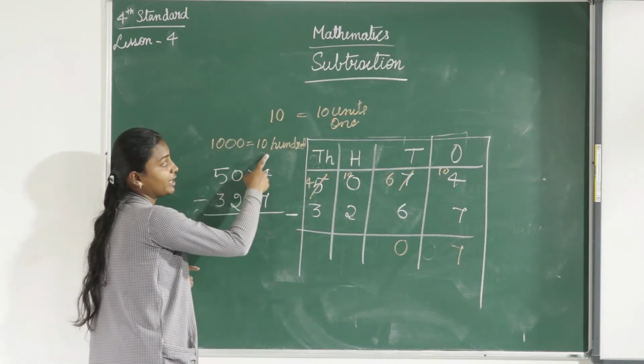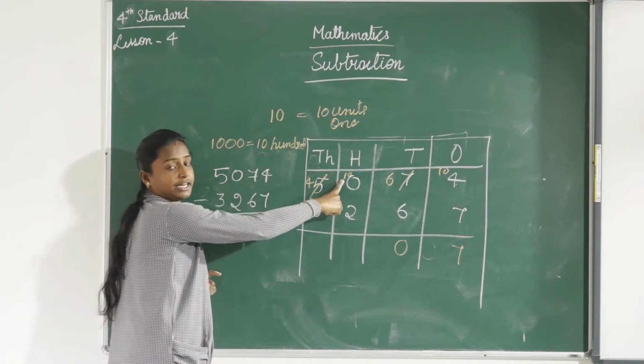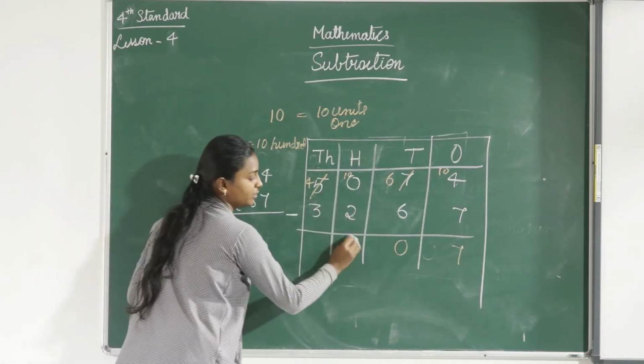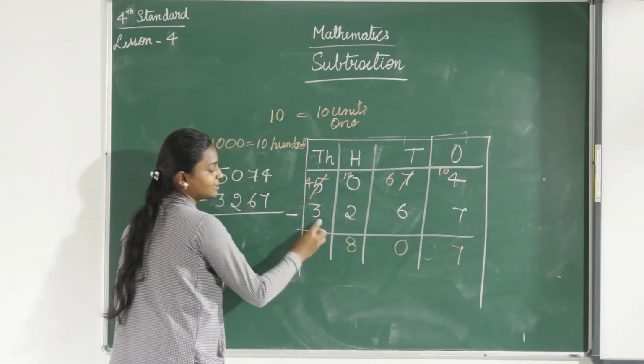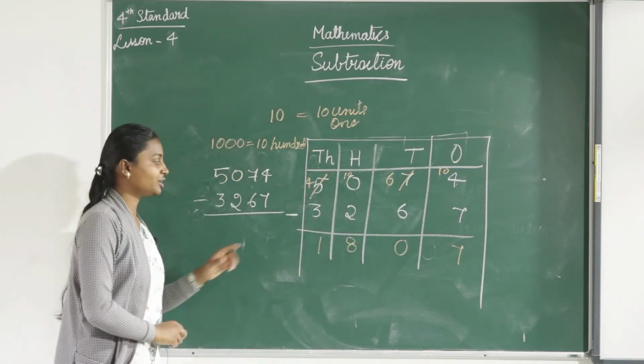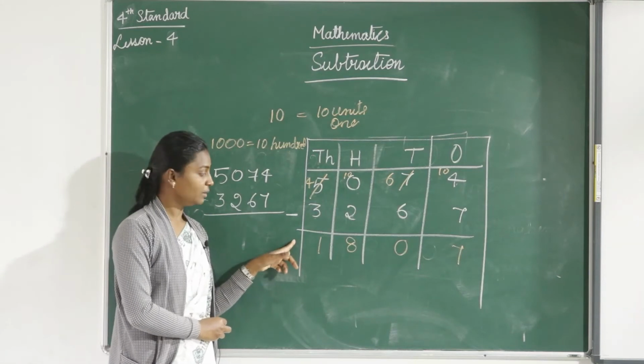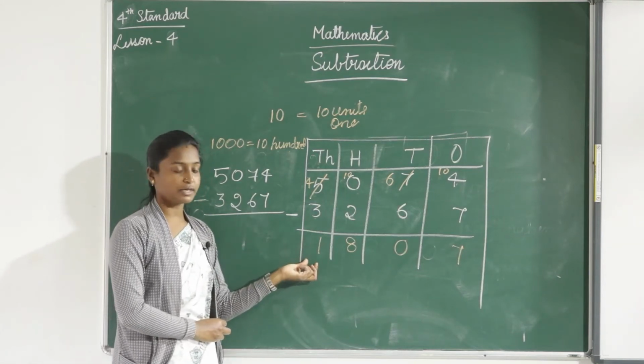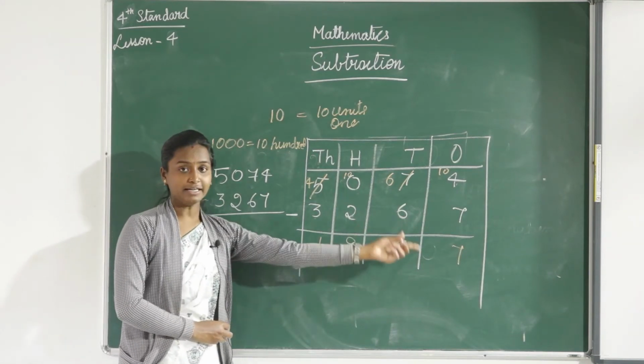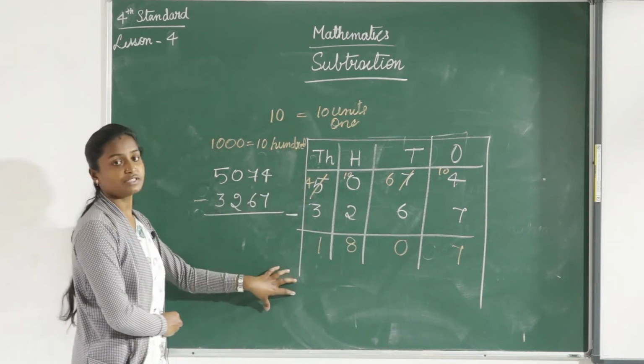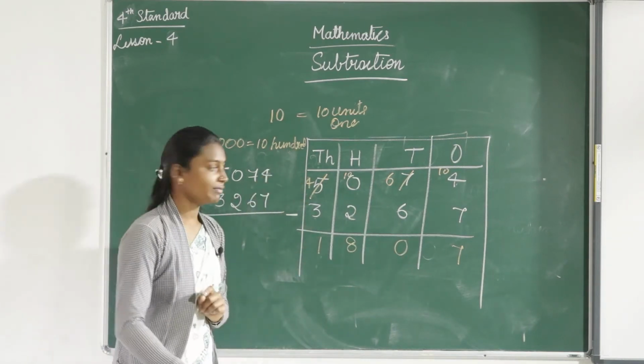1000 is equal to how many hundreds? So we have taken here 10. So 10 minus 2 is 8. 4 minus 3 is 1. So this is the method of subtraction by borrowing. So after that, what answer did you get here? 1807. So this is the method of subtraction with the help of a place value table.